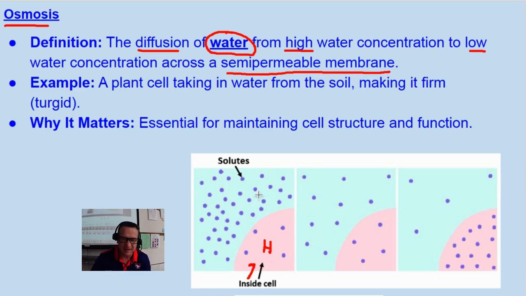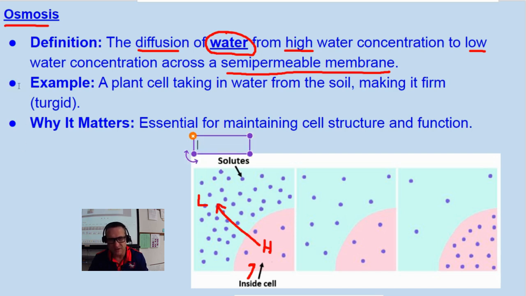Now here, look at all the purple dots. They're everywhere. So it's like a lot of salt. If there's a lot of salt, that means there's less amount of water. So this is where the water is going to move out of the cell from high concentration to low concentration. And this type of solution would be called hypertonic.